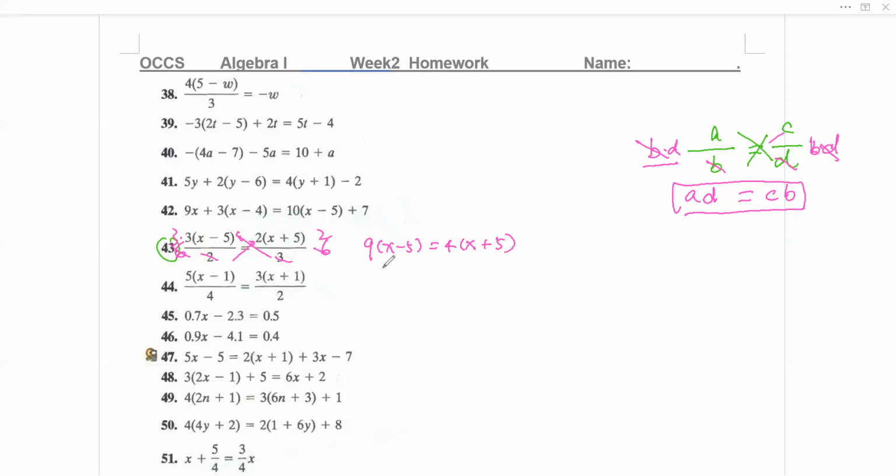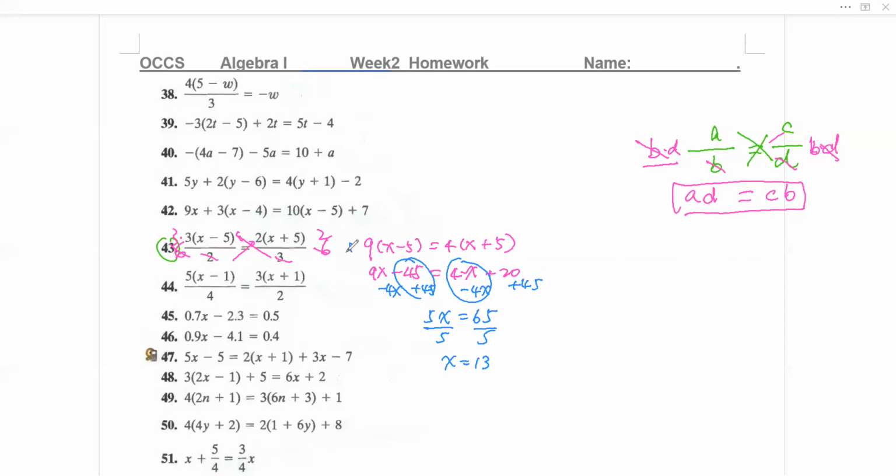We transform this one. Right now we distribute inside: 9x minus 45 equals 4x plus 20. All right, so right now we move all the variables to the left, and all the numbers to the right. So this part became 0 and this part became 0, right? Reorganize, it became 5x equals 65. Both sides divide by 5, so x equals 13.